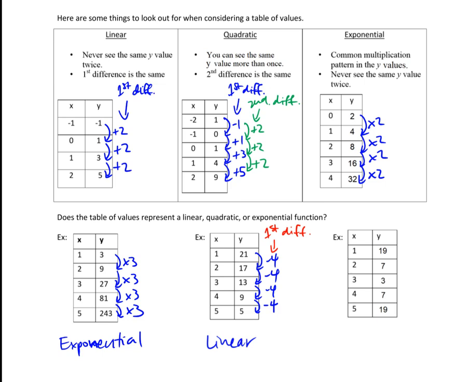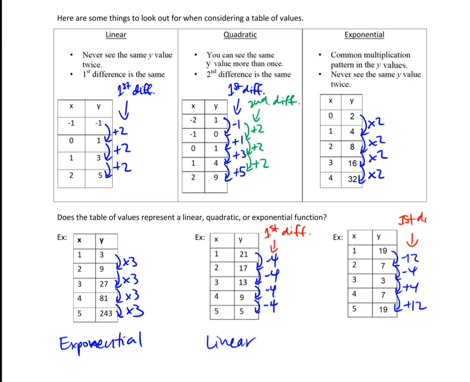So what I see here is, you can see the same y value more than once, right? So since you can see the same y value more than once, for example, this one you would subtract 12. This one you would subtract 4. This one you would add 4. And this one you would add 12. Okay? And that would represent our first difference.